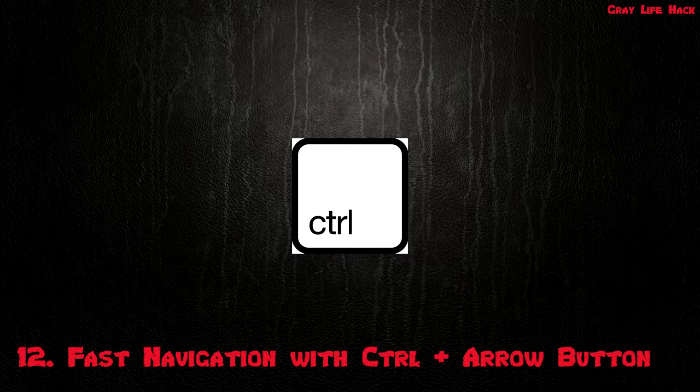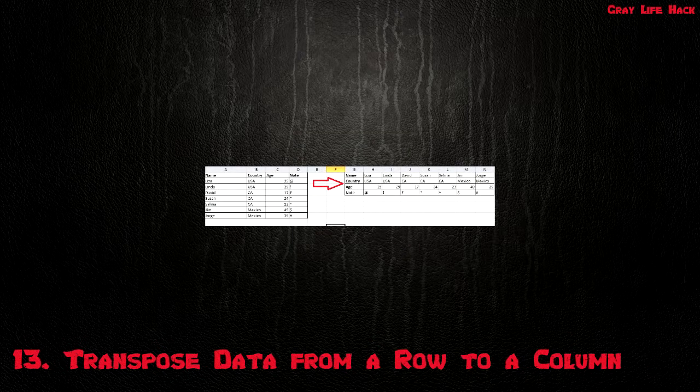12. Fast navigation with Ctrl plus arrow button. When you click Ctrl plus any arrow button on the keyboard, you can jump to the edge of the sheet in different directions. If you want to jump to the bottom line of the data, just try to click Ctrl plus the downward button.